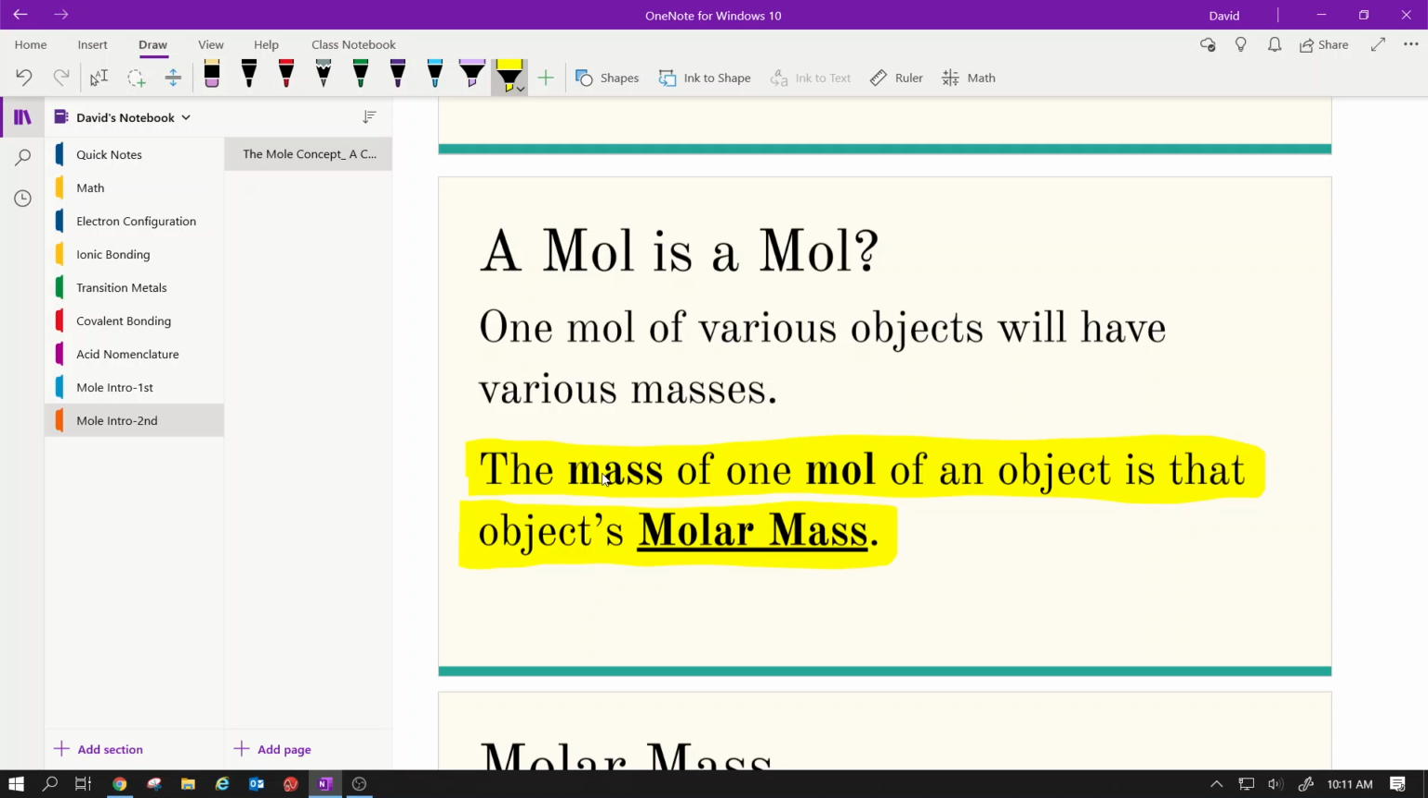The mass of 1 mole of something is called that object's molar mass. Mr. Willis, where did they get this word molar mass? It's the mass of 1 mole. So however much 1 mole of anything weighs, that is that item's molar mass. Or I shouldn't say weighs, I should say however much mass it has.